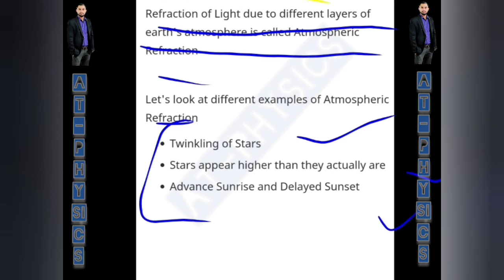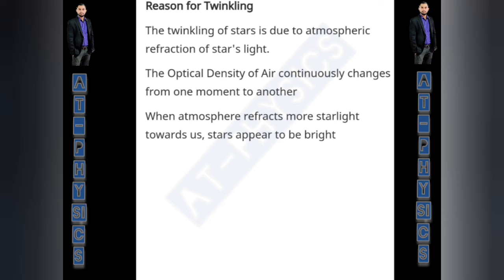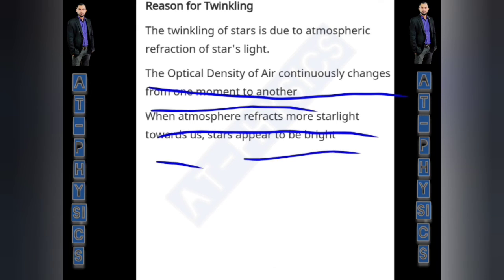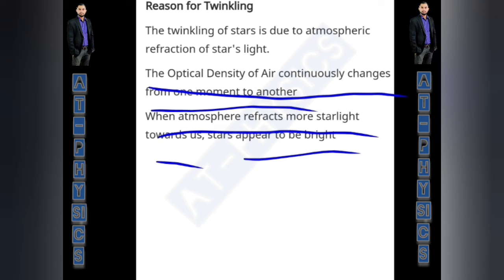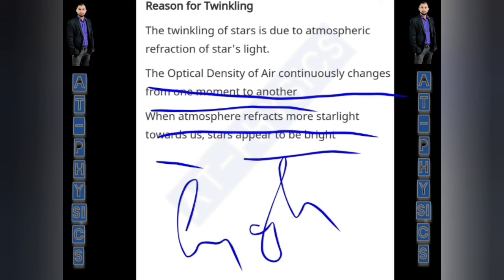So what is the twinkling of a star? Firstly, this change in intensity of light coming from the stars is called twinkling of a star. The intensity of light coming from the stars changes due to the different atmospheric layers. In the air there are different types of density variations in the atmosphere. The optical density of air continuously changes from one moment to another. So when the atmosphere refracts more starlight towards us, the star appears bright. Similarly, when more light rays come from the stars, they appear brighter, and when fewer light rays come from the stars, they appear dim. So that is why stars twinkle, and it is mainly caused by atmospheric refraction.